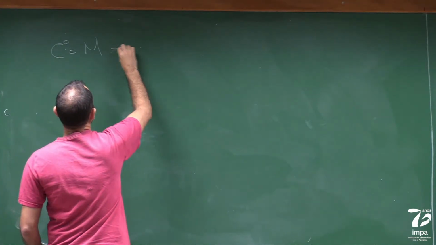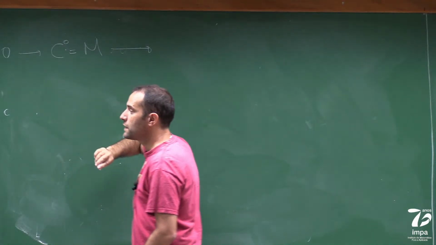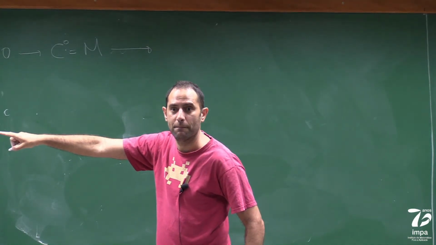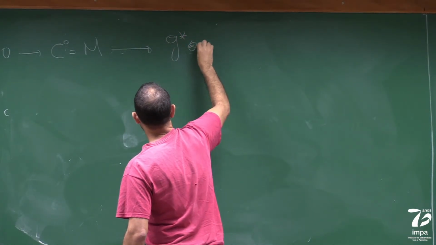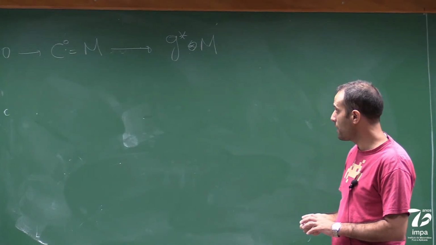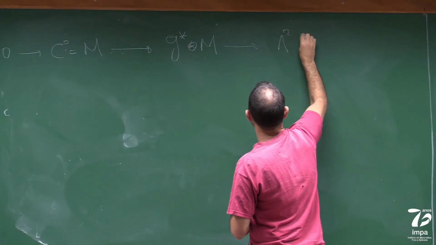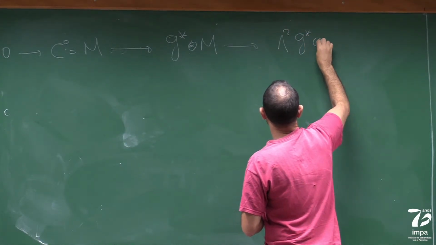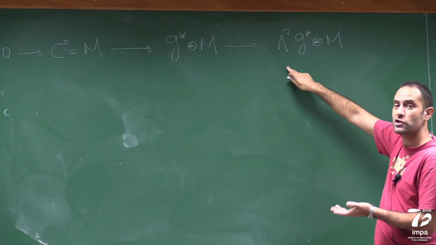What is C1? And then C negative is 0. C1 are morphisms from G into M. So that's the same thing as G star tensor M, and the morphisms from G to M, it's just that product there. C2 is wedge 2 of G star tensor M, because wedge 2 of G dual is the same thing as wedge 2 of G star.